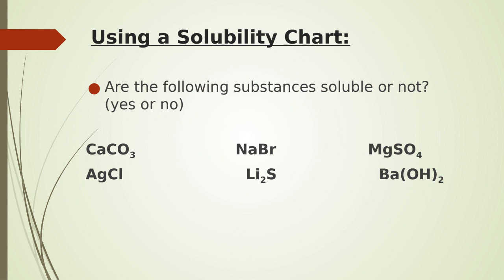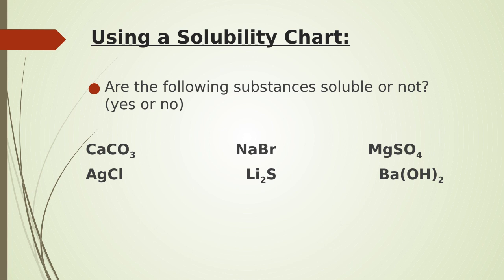So let's first look at a solubility chart and practice determining whether substances will form solids or not. Or will these substances form a precipitate? If they form a precipitate, it means that they are not soluble in water.